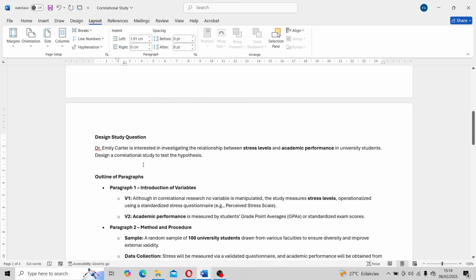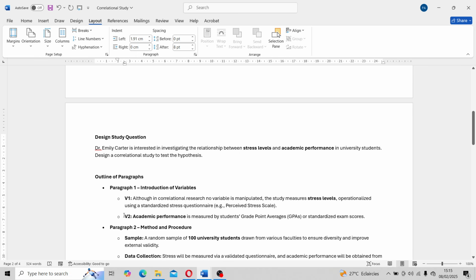Now, paragraph one, you're going to introduce your variables. Variable one: although in correlation there are no variables manipulated, the study measures stress level, which will be operationalized using a standardized stress questionnaire. You're going to use something to measure that. So you can outline your paragraph by stating your variable one, and how you are going to quantify it. Very important, which is your operational definition.